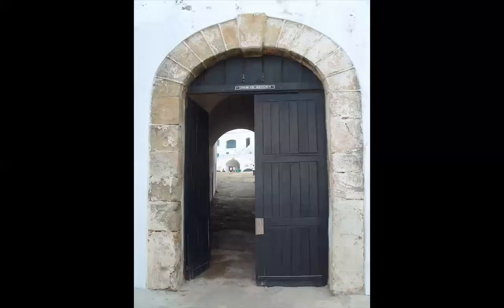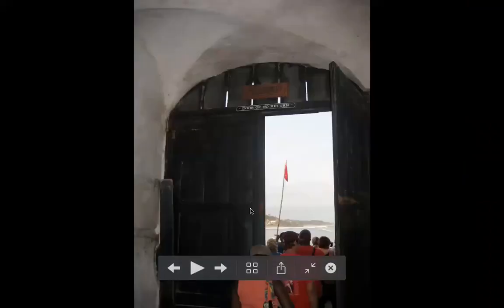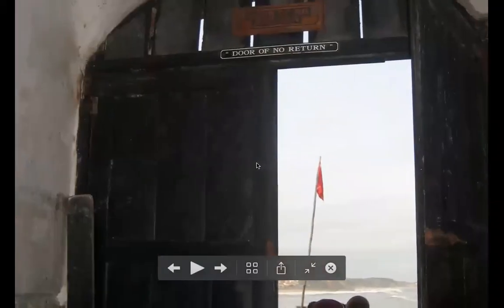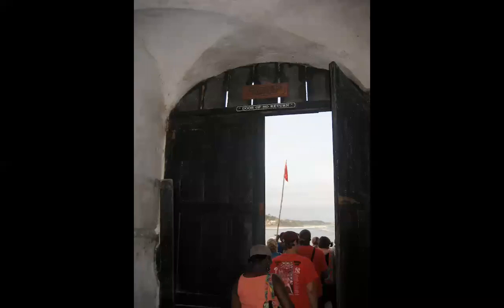So this is the outside, but if you're on the inside, this is the door that would have been opened to the sea where the ships were waiting. So there it is, the Door of No Return. I point this out because it's referred to in the novel, but the castle itself is a kind of cultural memory anchor for the author and the characters.